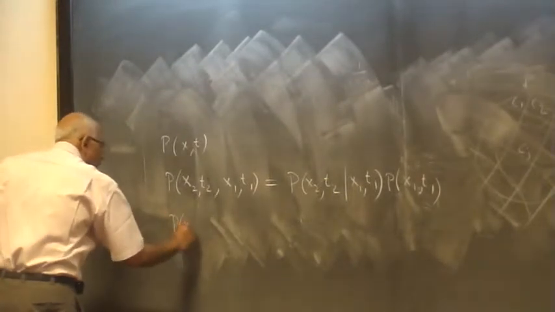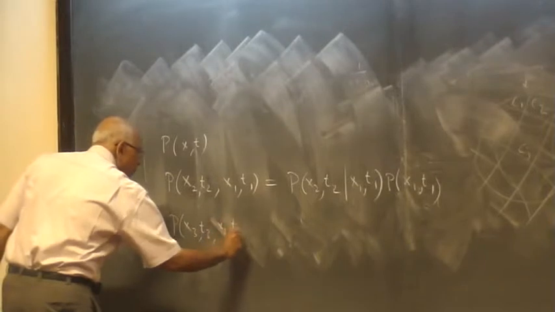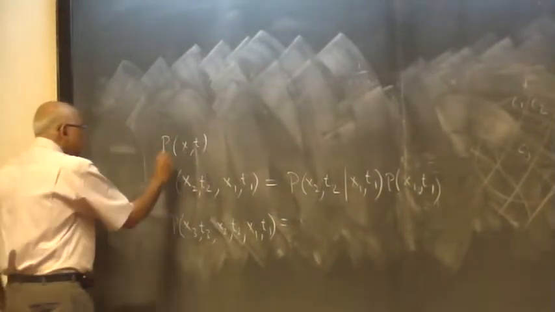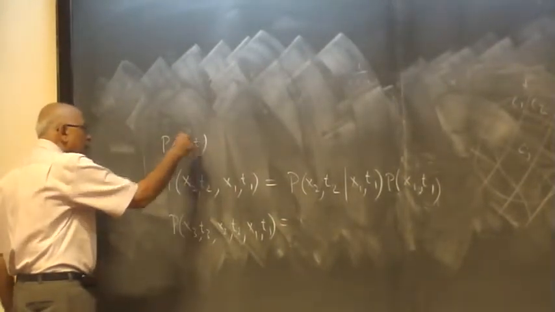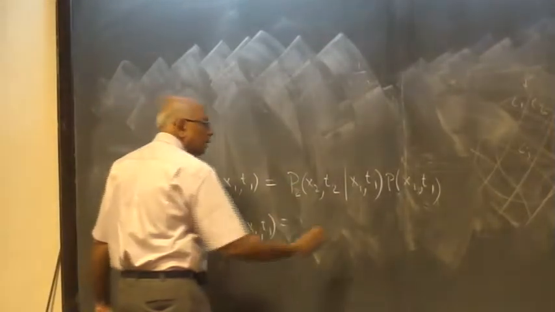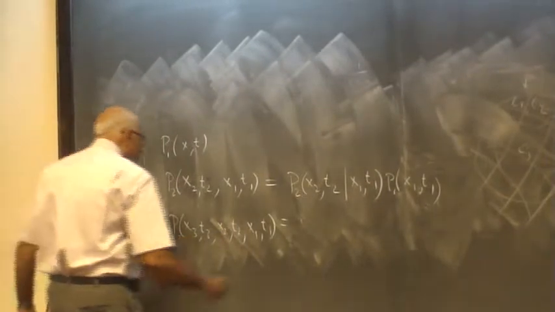Similarly, P of x3 at t3, x2 at t2, x1 at time t1 is, now each of these is a different function, so let's distinguish that. P1 is a single time argument, P2 is a two-time argument guy, this is one-time argument, this is three-time argument guy.